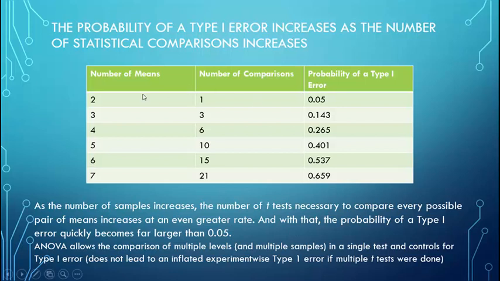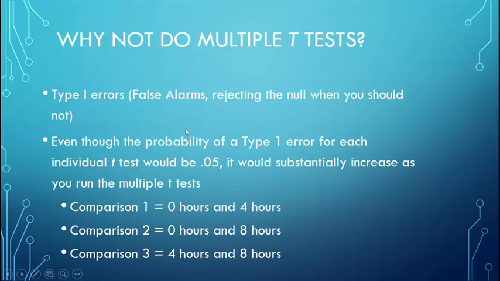This chart you don't have to memorize at all, but just to show you, if you have two means, you would do a t-test, you're comparing two groups. There's only one comparison you can do there, and your type 1 error rate is that 5%. But if you did the individual t-tests for three means, like the 0 hours of sleep, 4 hours of sleep, and 8 hours of sleep group, now you've got three possible comparisons, which I showed you here.